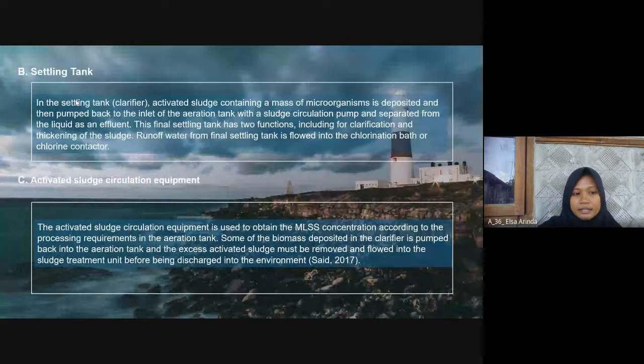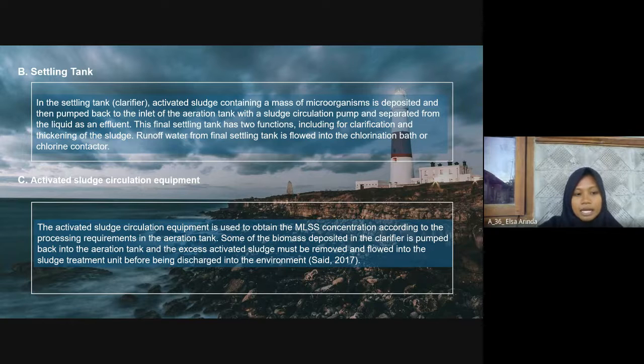After the aeration tank, the next process is the settling tank. In the settling tank or clarifier, activated sludge containing a mass of microorganisms is deposited and then pumped back to the inlet of the aeration tank with a sludge circulation pump, and separated from the liquid as an effluent. The final settling tank has two functions, clarification and thickening of the sludge. Runoff water from the final settling tank flows into the chlorination bed or chlorine contactor.